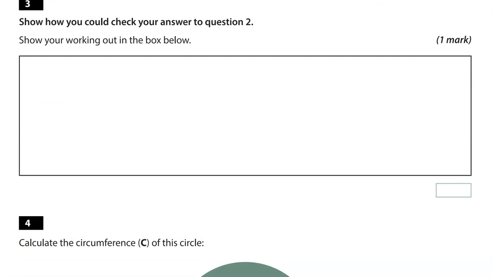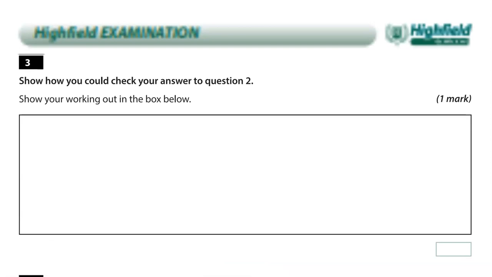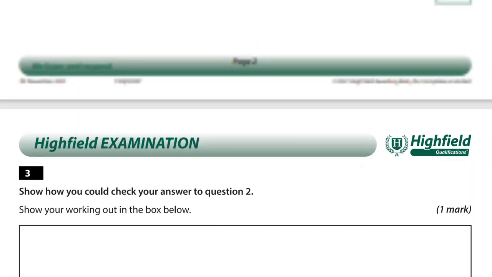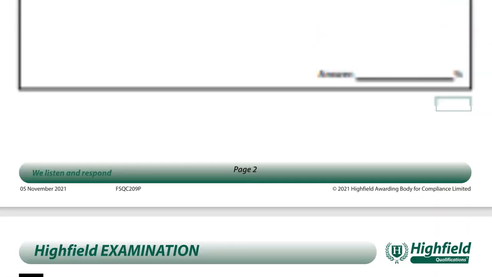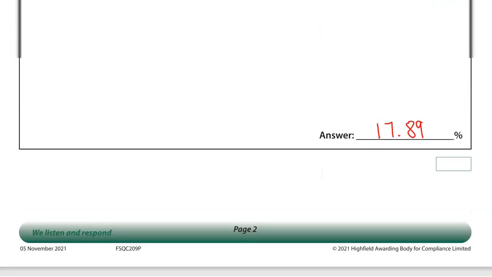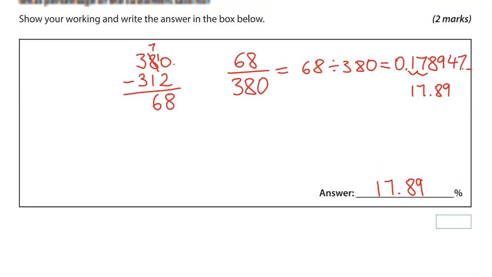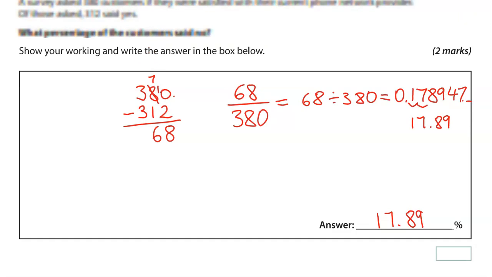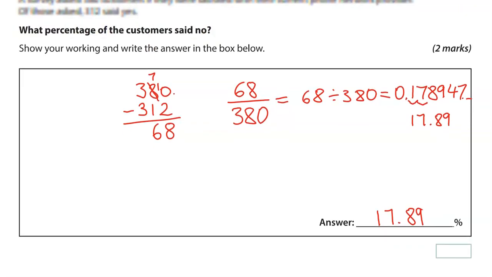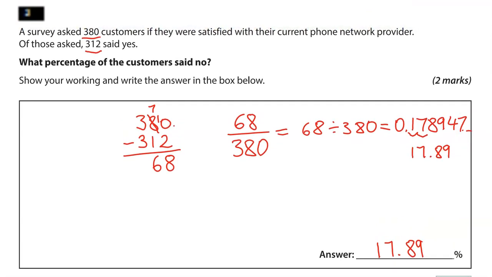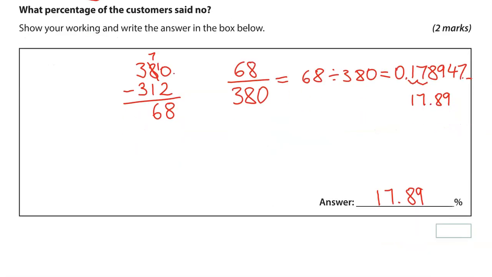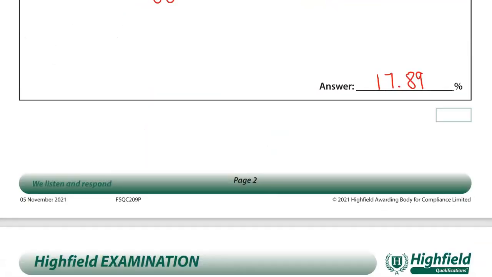Show how you could check your answer to question 2. Show your working out in the box below. So how can we check the answer? If we work out 17.89% of 380, does it give us about 68? Let's just do that.